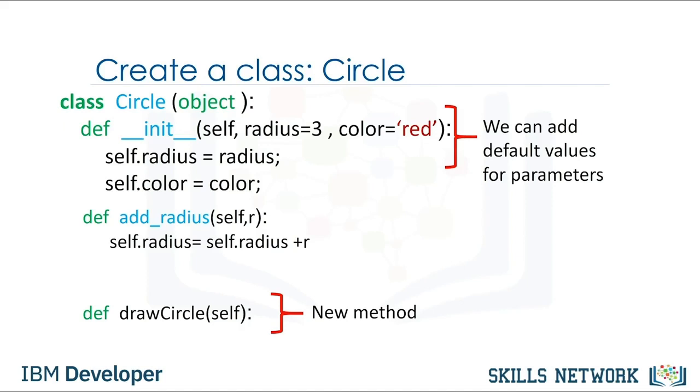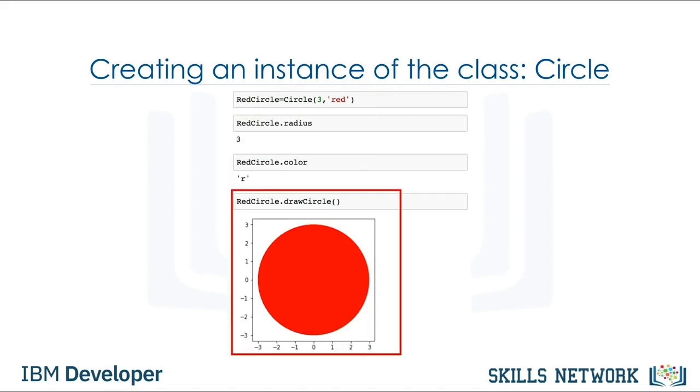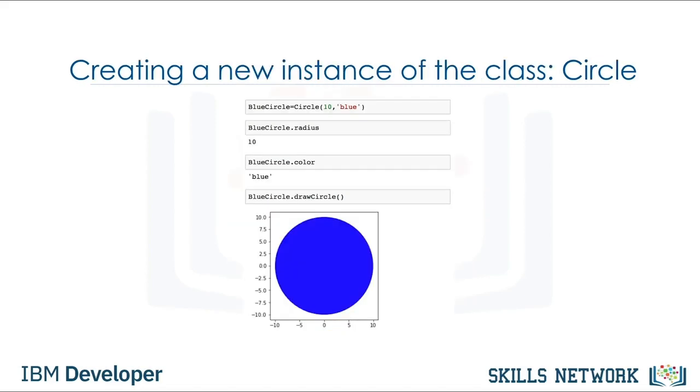See the lab for the implementation of drawCircle. In the labs, we can create a new object of type circle using the constructor. The color will be red and the radius will be 3. We can access the data attribute radius. We can access the attribute color. Finally, we can use the method drawCircle to draw the circle.